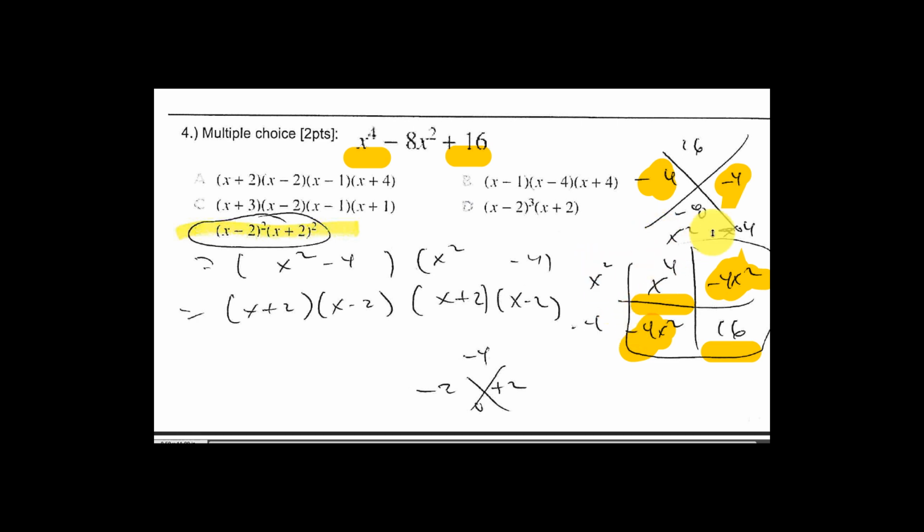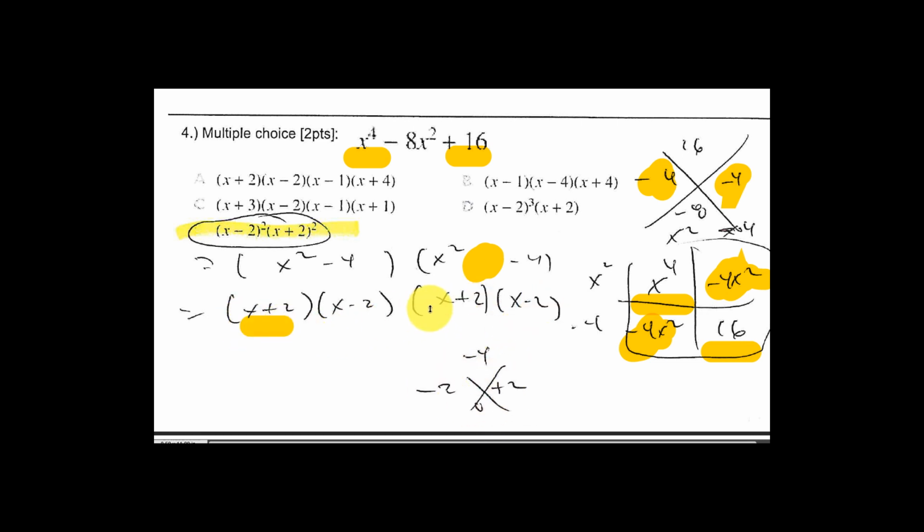X to the 4th, -4x squared, -4x squared, positive 16. X to the 4th minus 8x squared plus 16 if you combine like terms. So you have x squared minus 4, x squared minus 4, and then don't forget you have to have a b value that is 0. So a times c is -4, b value is 0. Your numbers are -2 and 2. So that goes right there and there.